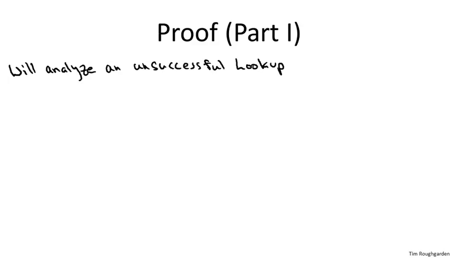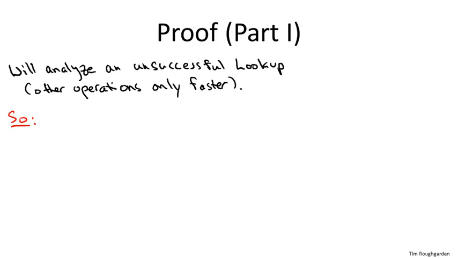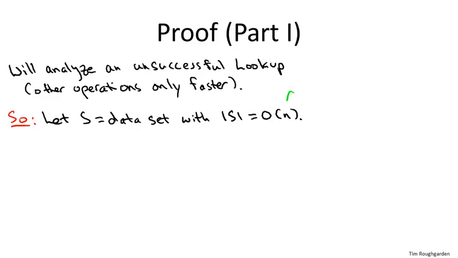Of course, insertion, as we discussed, is always constant time. Deletion and successful searches, well, you might get lucky and stop early before you hit the end of the list. So all we're going to do is analyze unsuccessful lookups. That will carry over to all of the other operations. So a little more precisely, let S be the data set. These are the objects that we're storing in our hash table. And remember that to get constant time lookup, it certainly needs to be the case that the load is constant. So we're assuming that the size of S is big O of the number of buckets N.